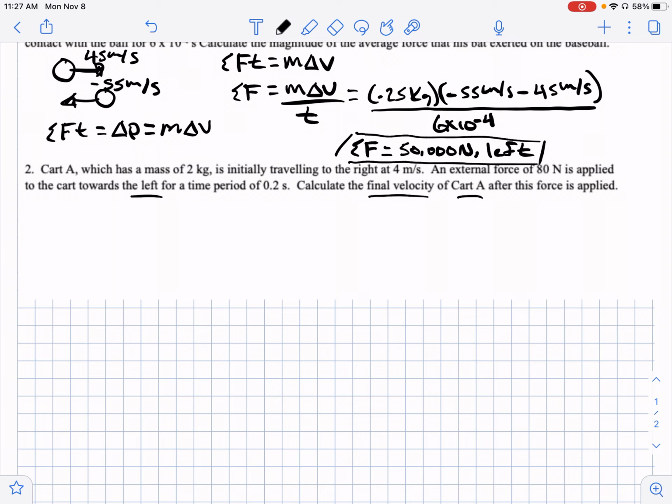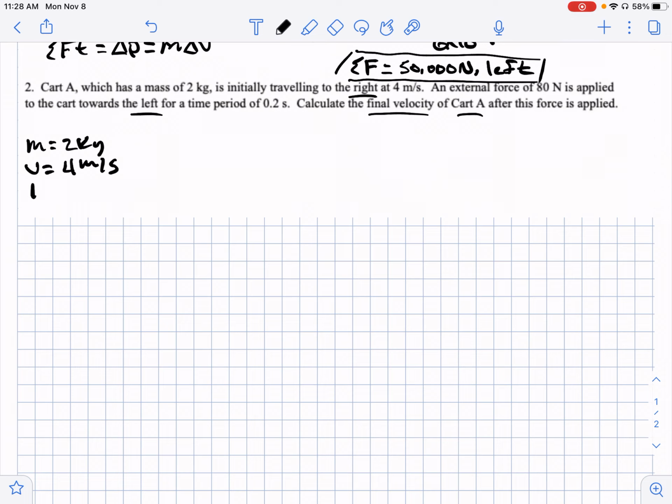So let's write down what we have. We know the mass is equal to 2 kilograms. We know that it's traveling to the right, so we'll call that positive. So your velocity is equal to 4 meters per second. And there's a force that's applied to the left. So that force there, we're going to call that negative. Okay, we want to use negative in our calculation. So negative 80 newtons. And the time is 0.2 seconds.